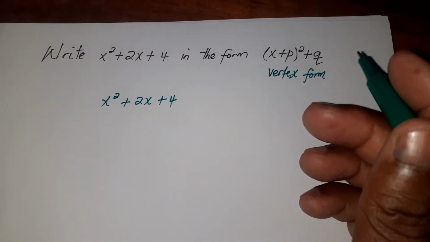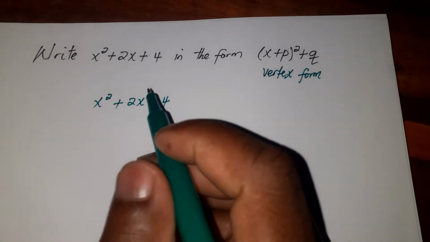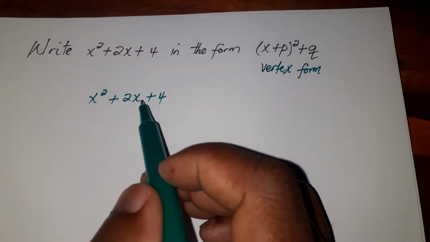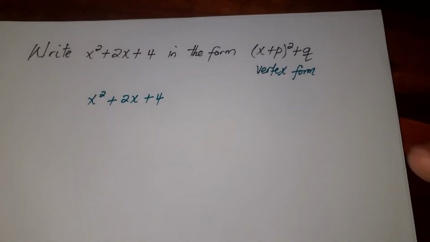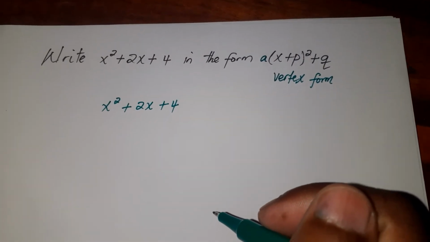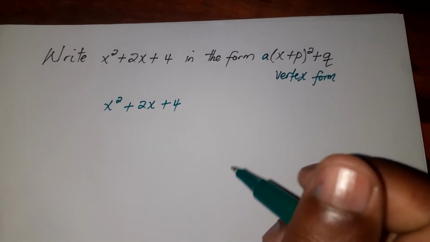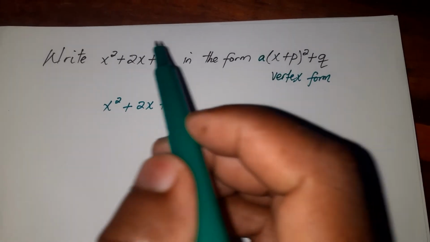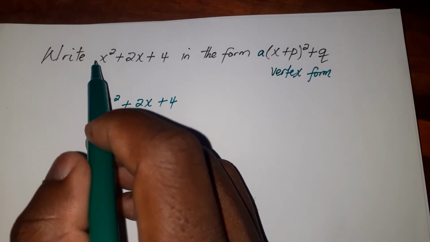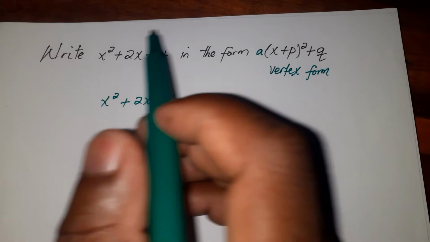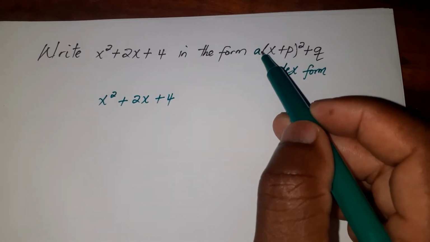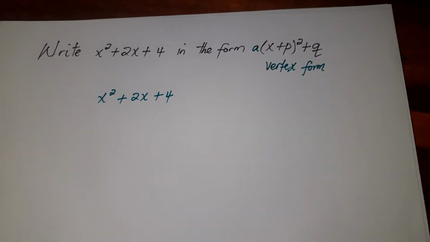Now what we need to know is that there are two ways on how we can actually have this. Sometimes here they can put a outside the bracket. We should keep in mind that the a is the value or the coefficient of x squared. In our case here, the coefficient of x squared is 1. That means in our case the final answer should have 1 outside the bracket, but we don't need to write the 1.